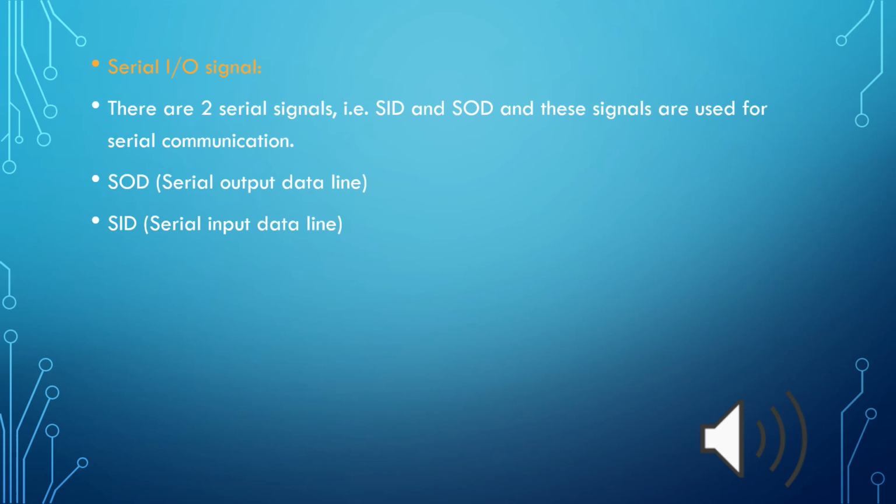Serial input and output signals. There are two serial signals, SID and SOD, and these signals are used for serial communication. SOD stands for serial output data line. This output SOD is set or reset as specified by the SIM instruction. SID, serial input data line. The data on this line is loaded into the accumulator whenever the RIM instruction is executed.